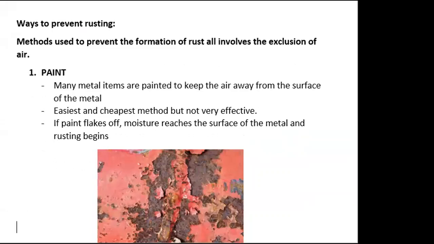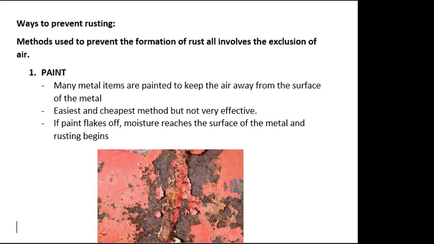So guys, let's look at how to prevent rusting. There are three methods we're going to be talking about today. The first one is paint. You'll see that on the windowsills in school, maybe even in your house, people have painted the sills. We paint them because we want to create a layer between the atmosphere and the actual metal.